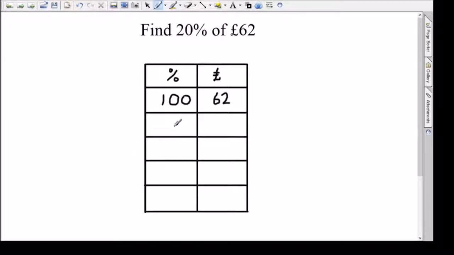So what can I get to from 100%? Okay, well I can get to 50%. I'm not sure if that's helped me a great deal. What else? What can I use that would make life a little bit easier and help me build up to 20? Well, from 100 I can get to 10. We divide by 10. Okay, this is looking a little more promising now. So I know that 20% is 2 lots of 10. So if I double my 10, I get to 20%. £12.40. So the answer is £12.40.